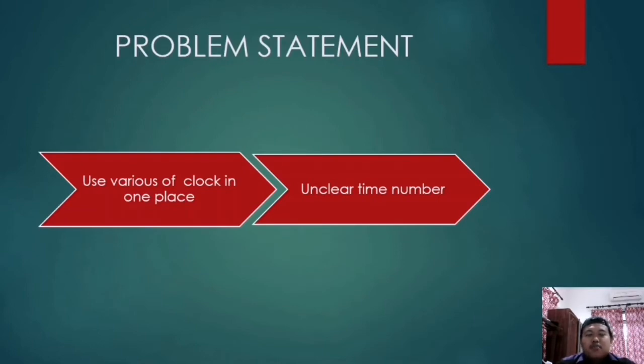The first one is the problem statement. The first problem is the use of various clocks in one place. You can see this kind of problem happen during examination. The second one is unclear time numbers. You can see this in the exam hall. For example, the size of the display, the numbers on the clock are very small. So if a person is far from the clock, they cannot see.